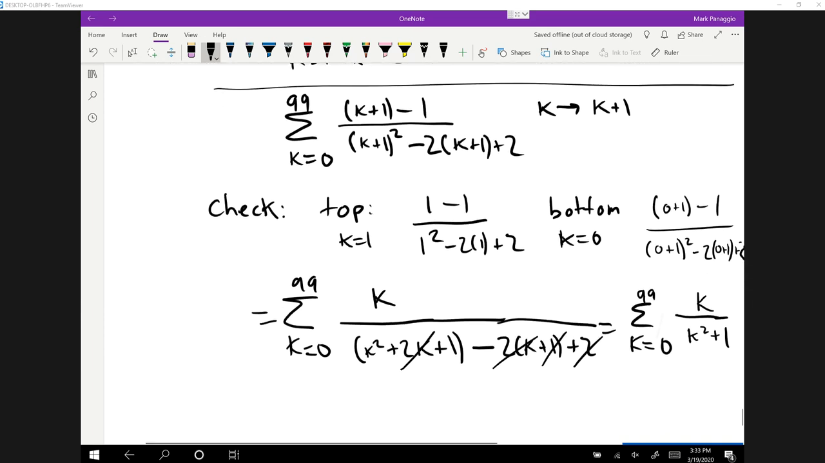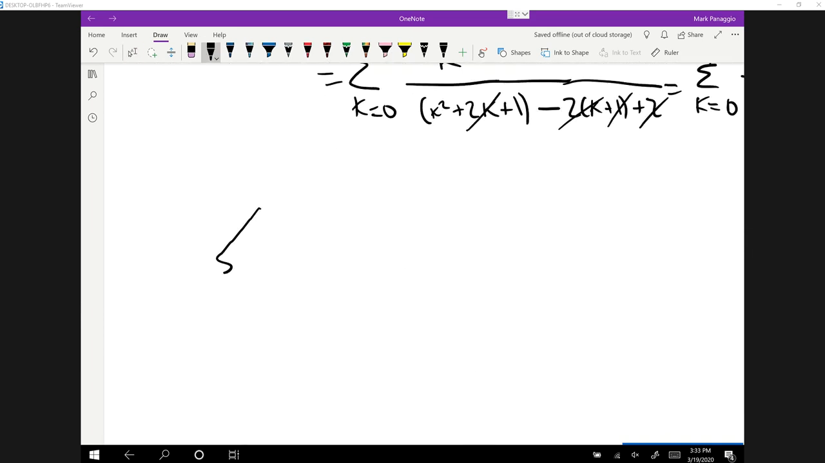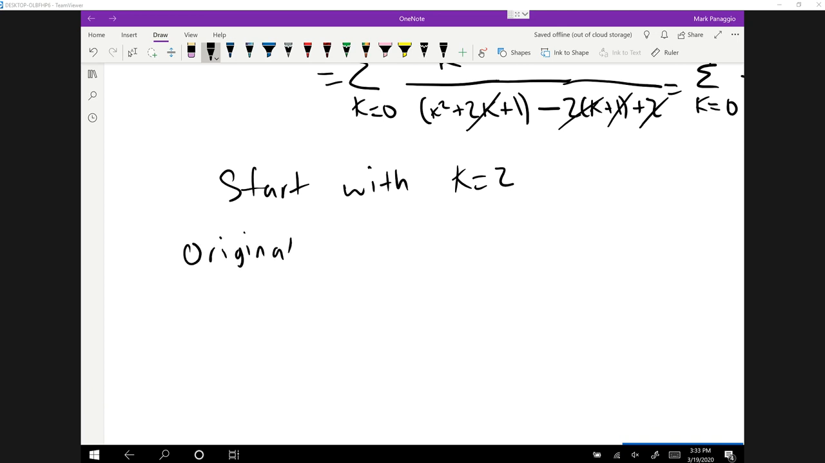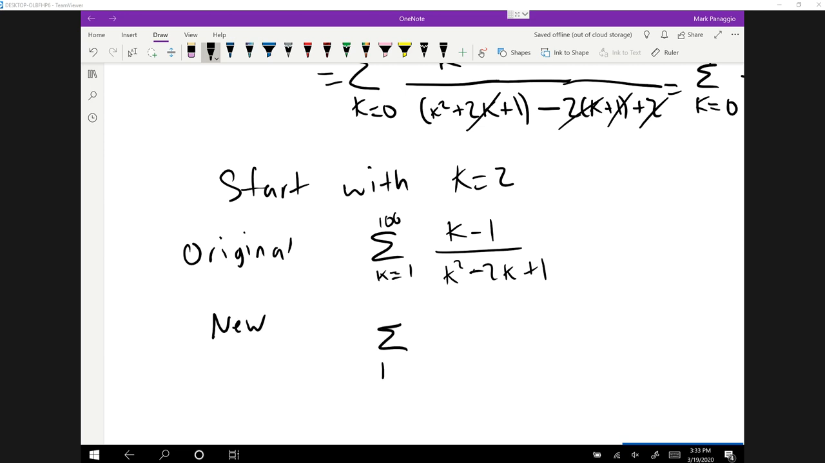And we could do the same thing. Suppose we wanted to start with k equals 2. So the original was the sum of k minus 1 over k squared minus 2k plus 2 from k equals 1 to 100. Say I wanted to start with 2. Well, if I want to keep 100 terms, I can't stop at 100. I need to go one further now, right?